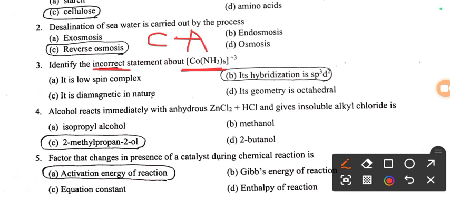So, this coordination compound is a low spin complex because ammonia is a strong ligand. It is diamagnetic because it is responsible for the pairing of electrons. Its geometry is octahedral and its hybridization is d2sp3 but not sp3d2. So the incorrect statement is option B.